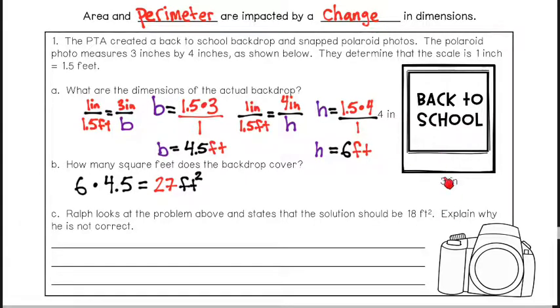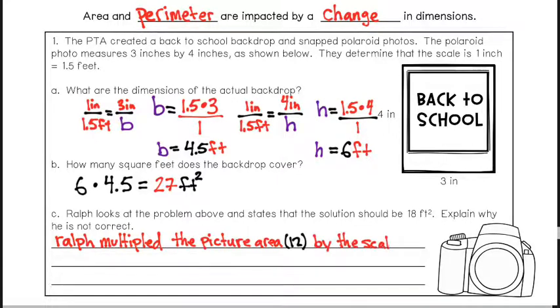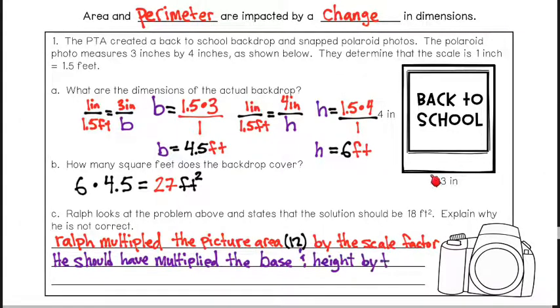But what ends up happening is you can't multiply the area by the scale factor. You have to do an additional step. What Ralph actually did is multiply the area by the scale factor, which is 12 times 1.5. But he should have multiplied each dimension, the base and the height, by the scale factor.